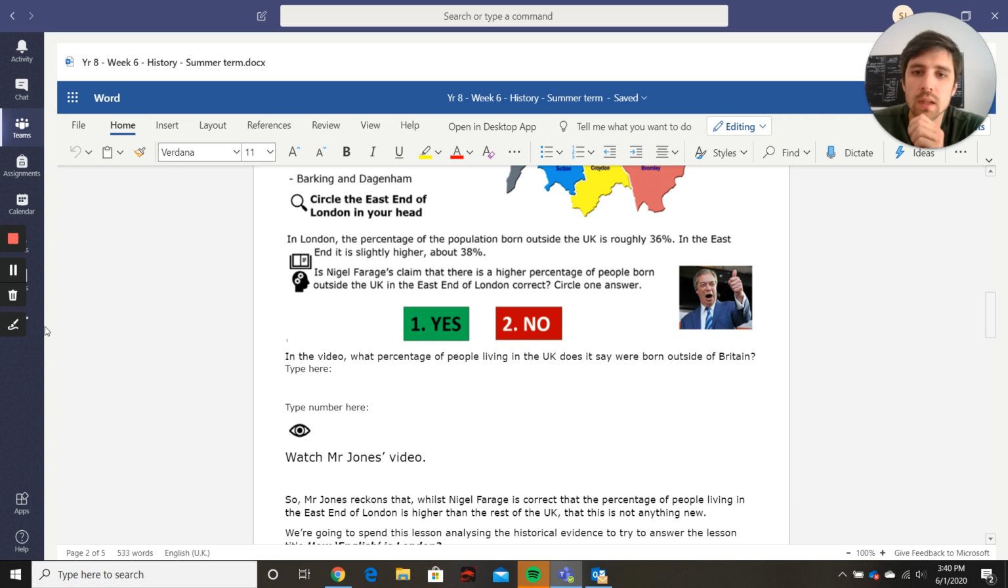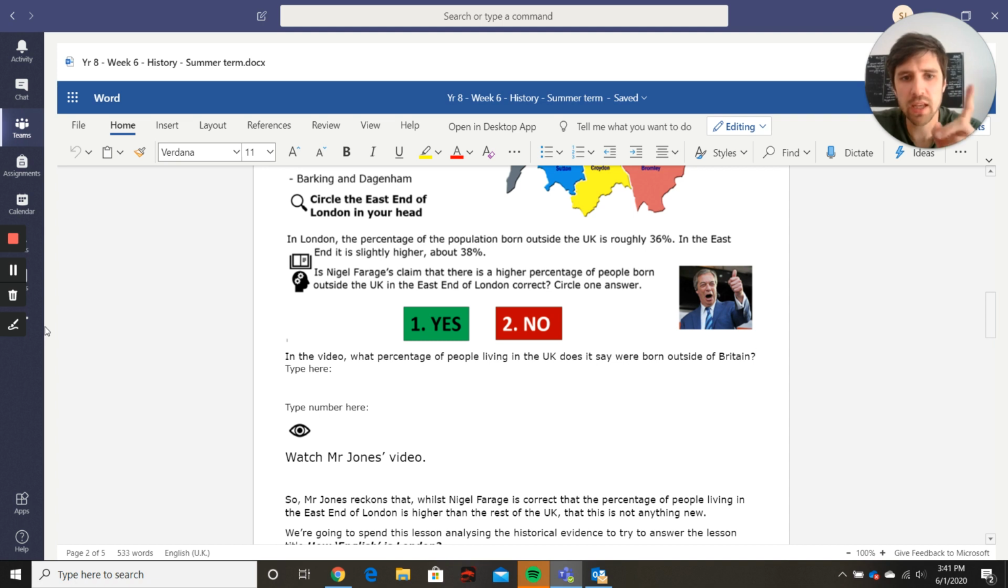Okay, so first of all, we're going to think about Nigel Farage's first claim, that there are more people living in the East End of London born outside the UK than is the average in the rest of the country. In London, the percentage of population born outside the UK is roughly 36%. In the East End, it's slightly higher, about 38%.